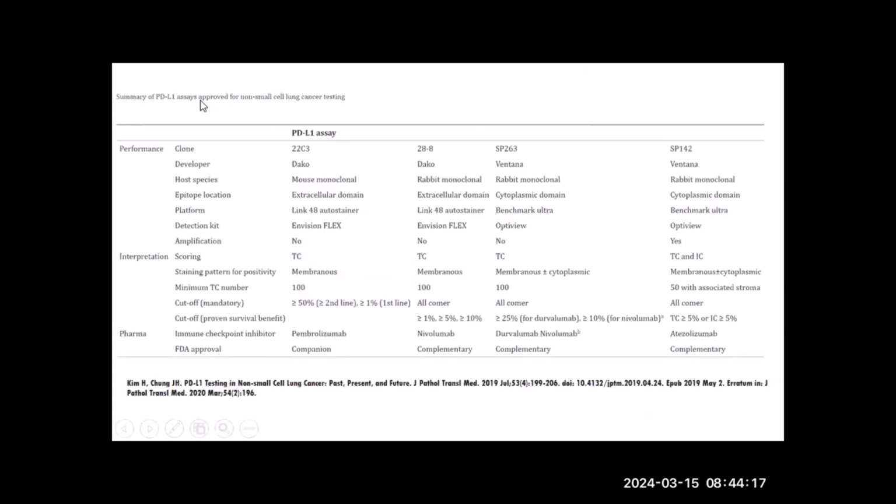This is a summary of the PDL1 assay approved for non-small cell cancer. I will not go into detail; you must know better. Basic cutoffs are defined for PDL1 22C3, which are more than 50% PDL1 positivity and more than 1% in first line and second line settings.